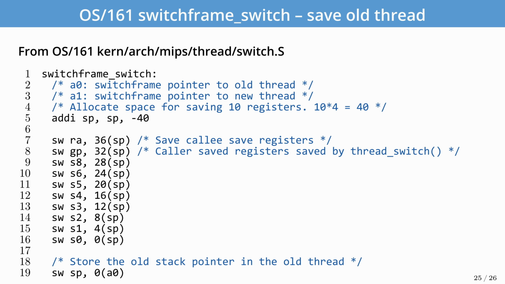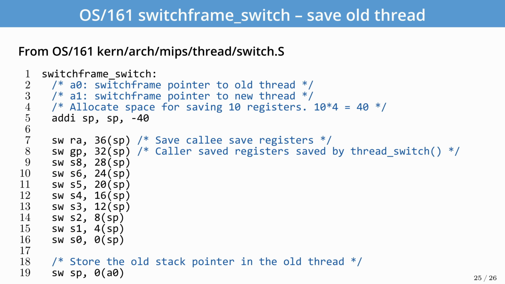And the way that we do this is that we're going to add to the stack pointer a negative value. So we're allocating space for 10 registers to be saved. We're going to save all of the registers and any other special variables that we have. The global GP here stands for the global pointer, the return address, and all of the saved registers are going to be saved on the stack.